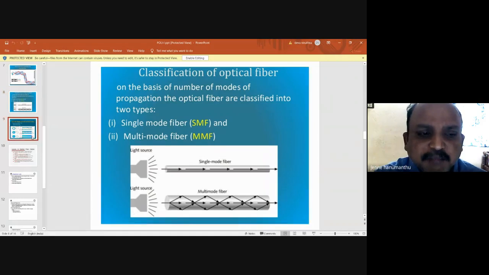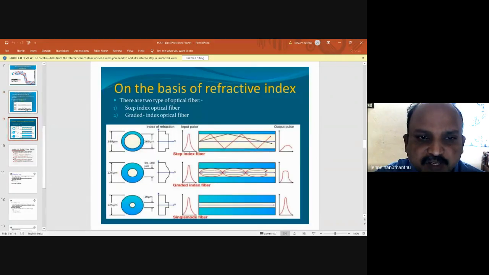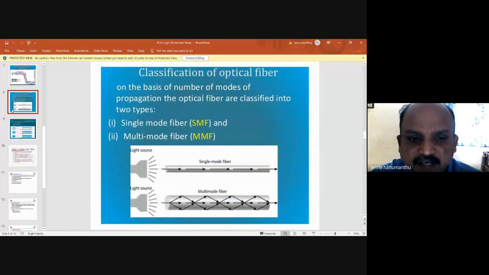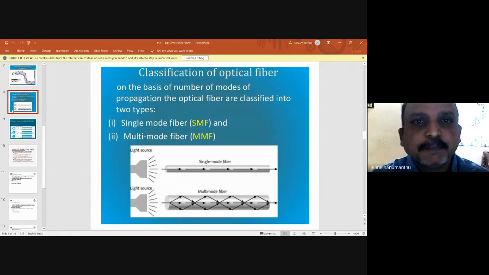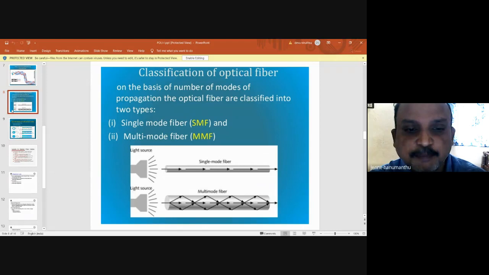Next, multi-mode. Multi-mode means the light is emitted with the help of an LED or laser. When the light is emitted, it is coupled to the fiber. When the light is coupled to the fiber, it may not take a single path. It may take multiple paths. See, like this. This is one path, this is another path, this is another path. We are showing a diagram with three paths, three directions.